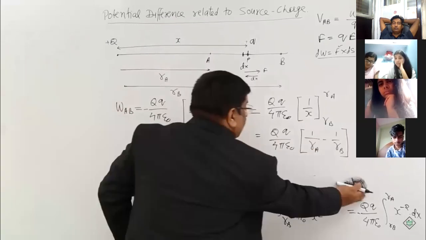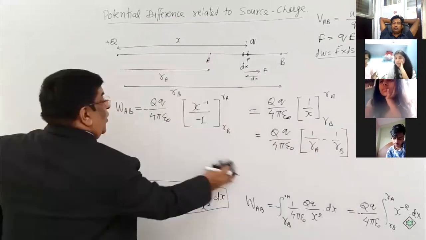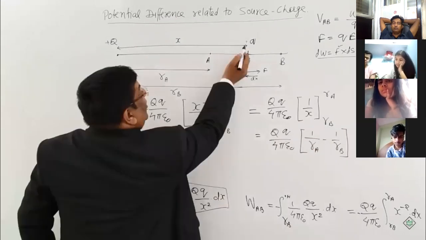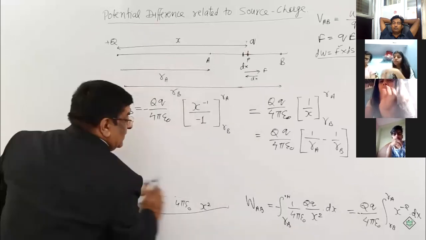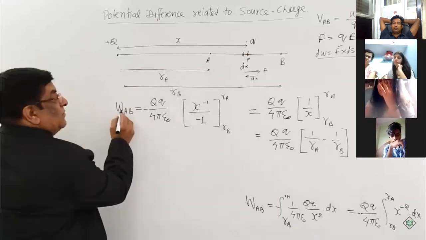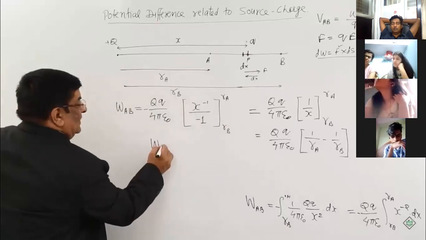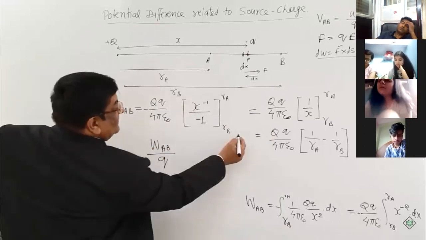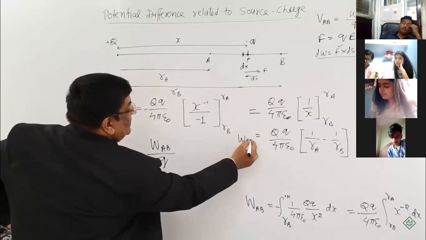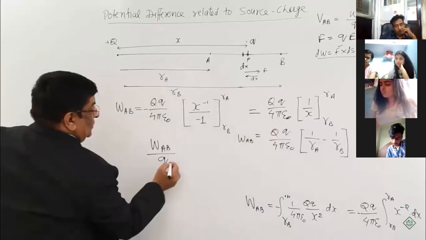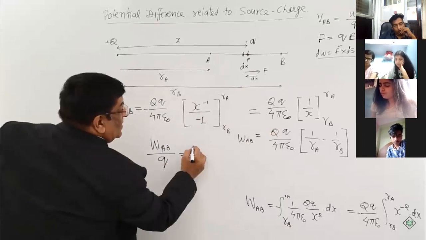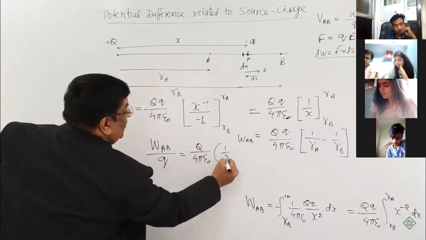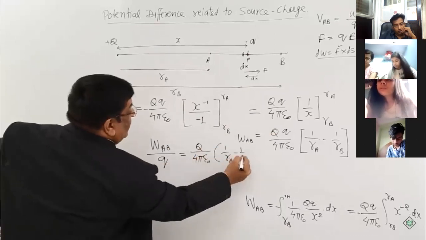If this is work done from B to A, on how much charge? The answer, this is the work done on a small test charge Q. Then how much is the work done per unit charge? The answer is work done AB per unit charge Q. This Q I transfer on this side. Then we have Q upon 4 pi epsilon naught and 1 upon RA minus 1 upon RB.